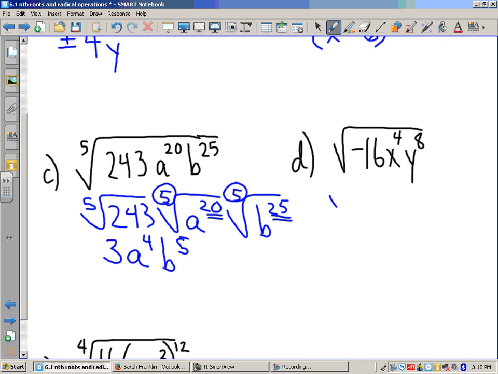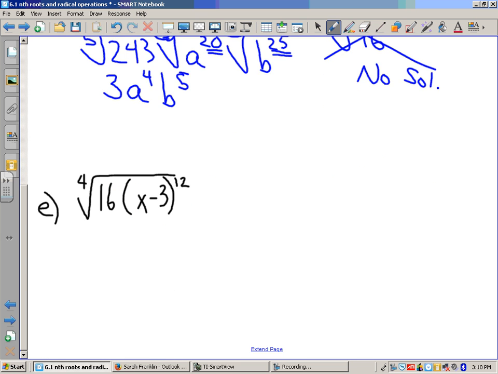D, square root of negative 16. Can you do that? Can't take an even root of a negative. No solution. If this is even and that's negative, can't happen. Last one down here at the bottom.